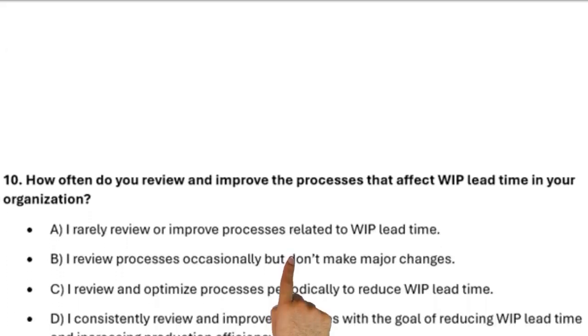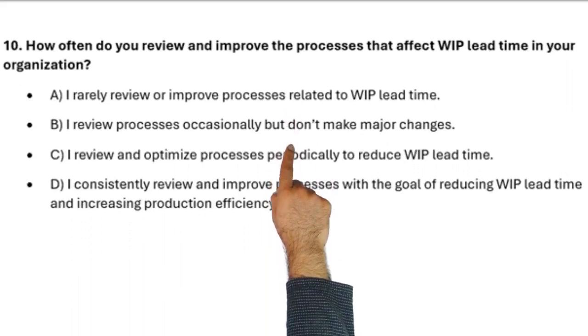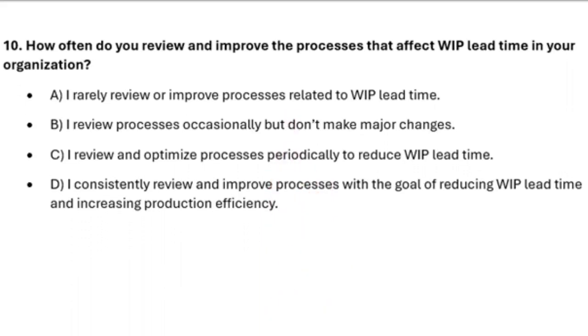10. How often do you review and improve the processes that affect WIP lead time in your organization? A. I rarely review or improve processes related to WIP lead time. B. I review processes occasionally but don't make major changes. C. I review and optimize processes periodically to reduce WIP lead time. D. I consistently review and improve processes with the goal of reducing WIP lead time and increasing production efficiency.